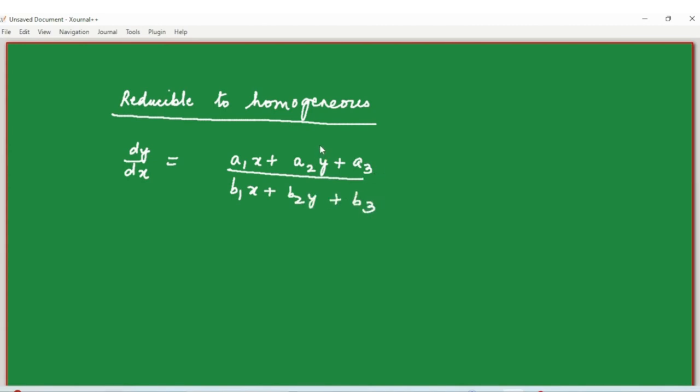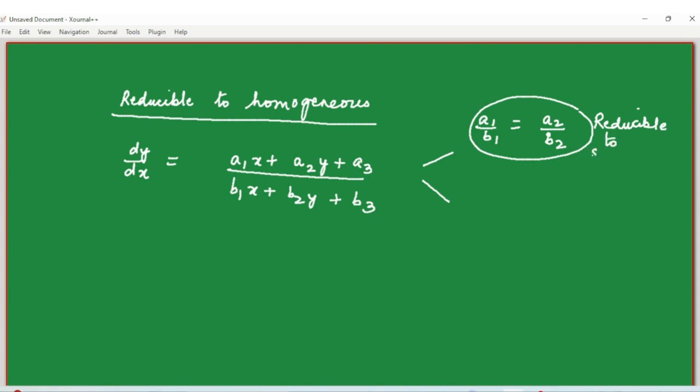Now we have discussed such equations in the reducible to separable category also, when the coefficients of x and y were proportional above and below. So whenever a1 by b1, the coefficient of x above and below, is the same as the coefficient of y above is to the coefficient of y below, then such equations can always be reduced to separable category, which we have already discussed in one of the previous videos. So such equations are manageable using the reducible to separable procedure.